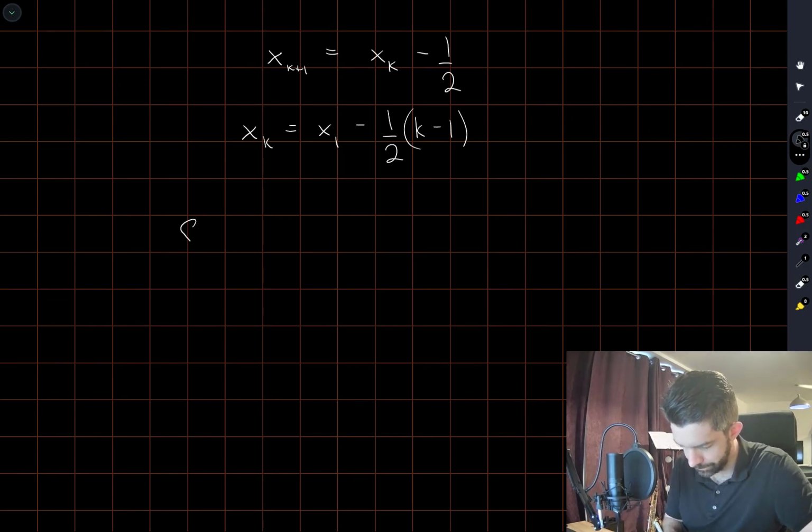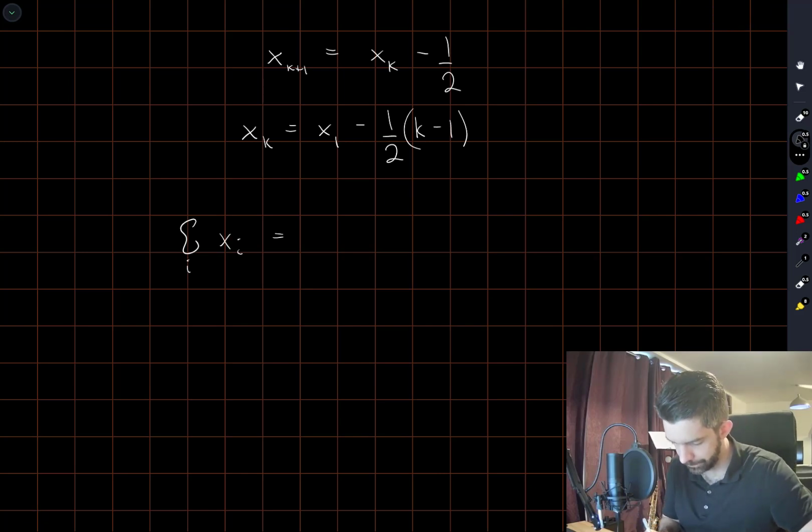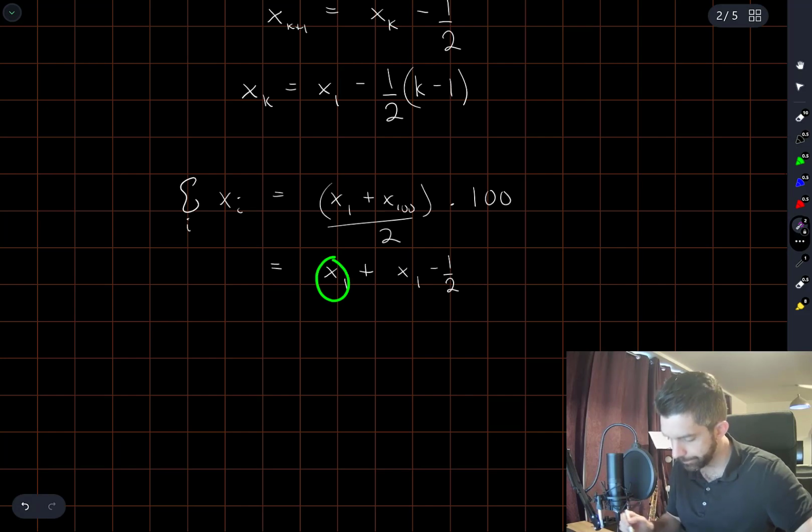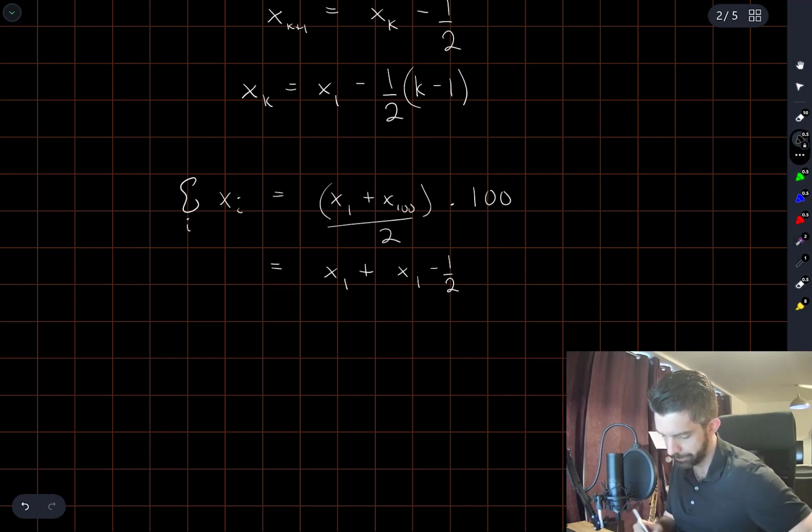Okay, so the sum of all the terms, I'll just write it like this. This is equal to x1 plus x100 divided by 2 times 100. So we have x1 plus x1 minus a half. What I'm trying to do here is I'm trying to solve for x1. There might be a more direct way to do this. We might be able to solve directly for x50 here somehow, but I'll just include this intermediate step.